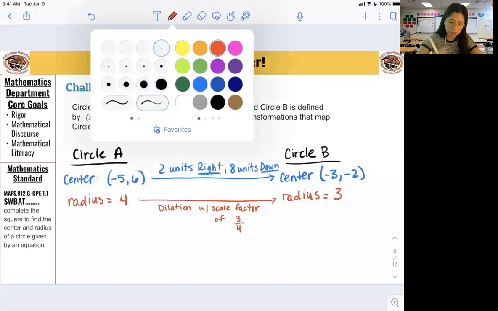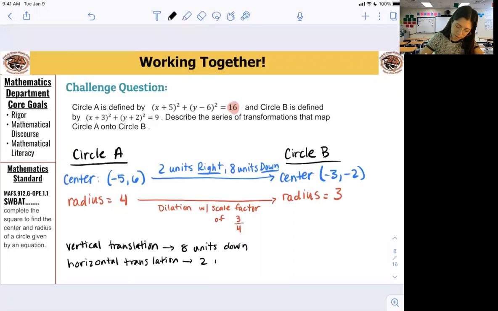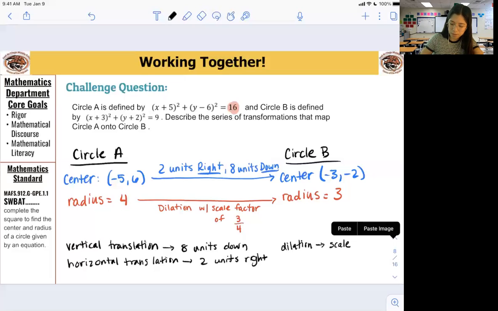We got all of our transformations. So we have a vertical translation eight units down. We have a horizontal translation two units to the right. And then we have a dilation where the scale factor is 3 over 4.